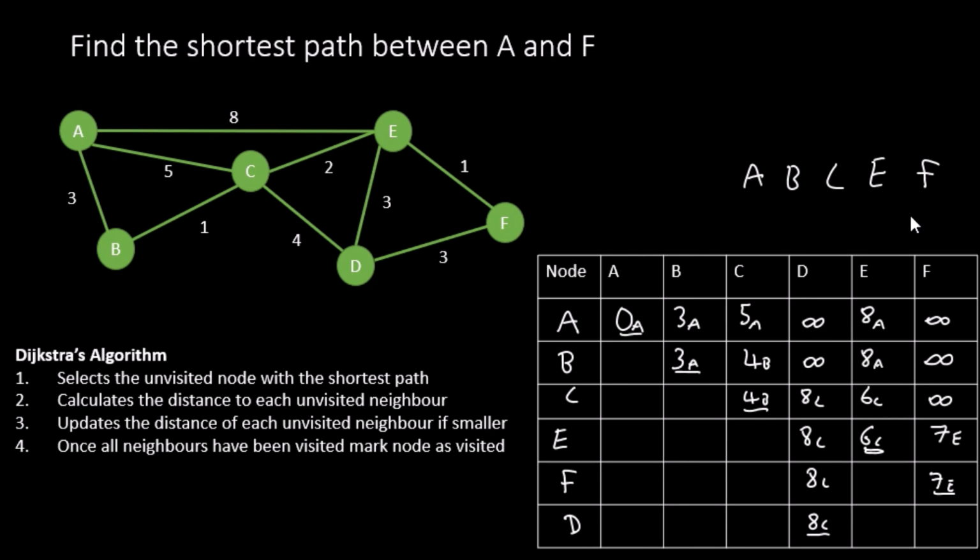And actually, using this method, we're able to work out the shortest path between A and any of the other nodes, which is actually what we've done here. So on the way to working out the shortest path between A and F, we've also worked out the shortest path between A and all the other nodes too.